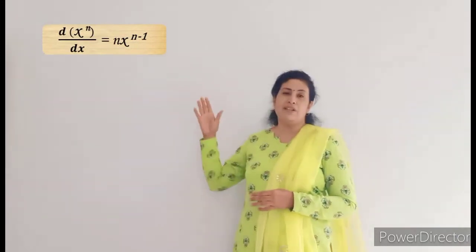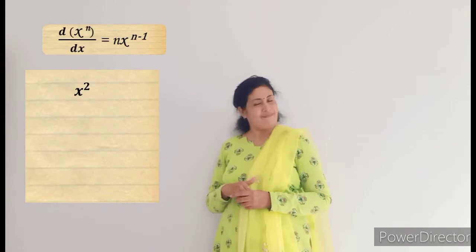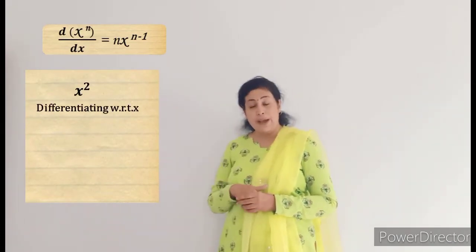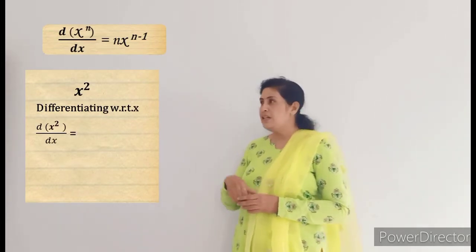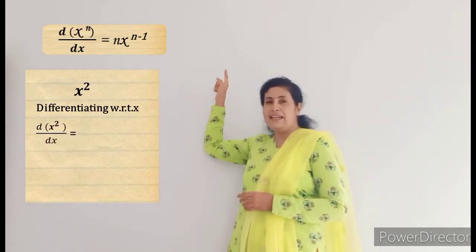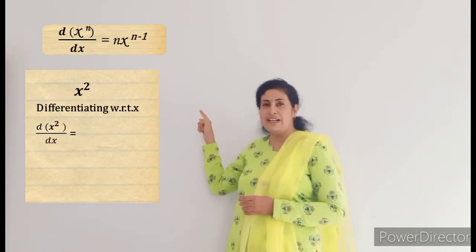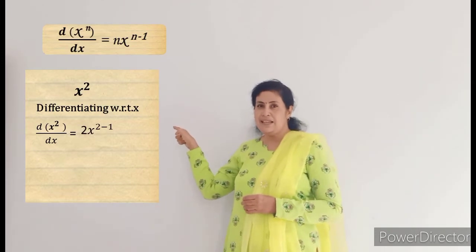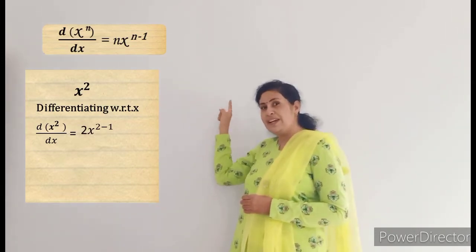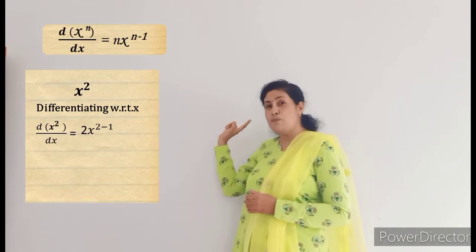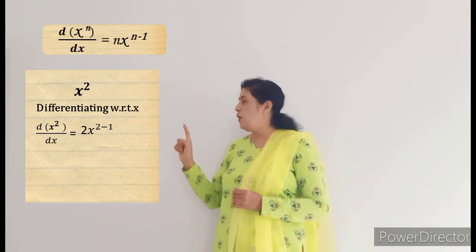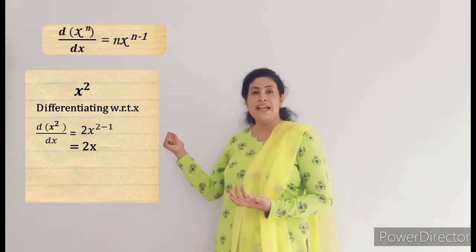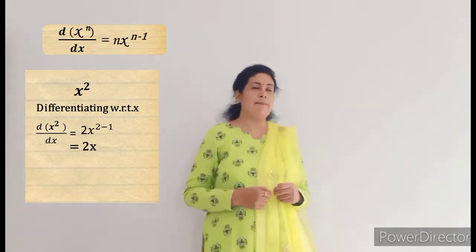Say for example the function is x square. Differentiating with respect to x, what will we get? See, what do we see in the formula? n has come down. What is n over here? It is 2. So it will come down. It will be 2x raised to 2 minus 1, that is n minus 1, right? So 2 minus 1 will be 1. If you don't write 1, that will also do. So it will be 2x.